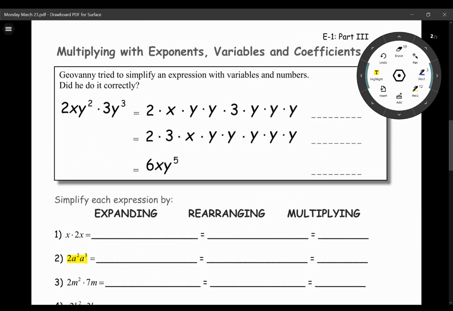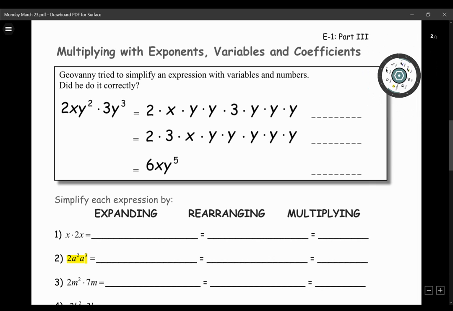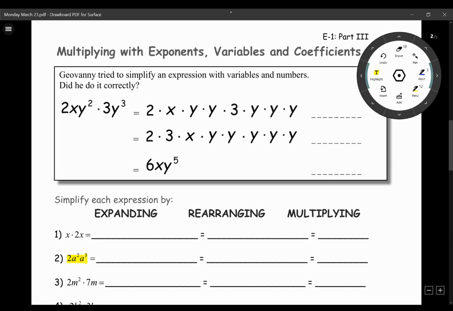All right, let's go ahead and do some practice problems right now. And let's start off by reading what this top little box tells us. It says, Giovanni tried to simplify an expression with variables and numbers. Did he do it correctly? So if we look at this, we have 2 times x times y to the power of 2 times 3 times y to the power of 3.